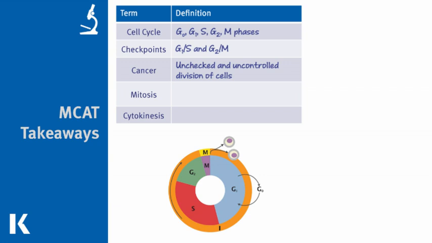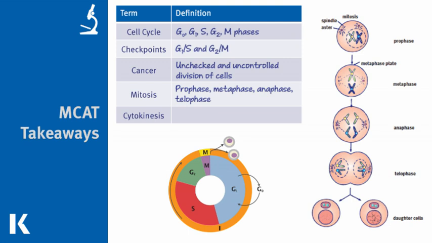The mitotic phase consists of its own four phases, prophase, metaphase, anaphase, and telophase, and is followed by cytokinesis, during which the binucleate parent cell actually splits into two daughter cells.